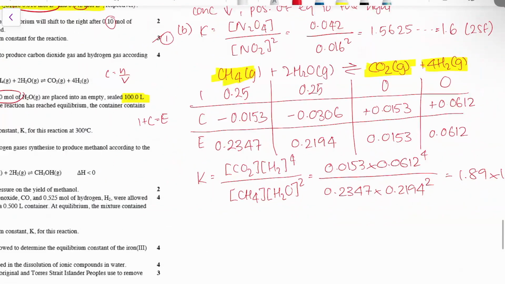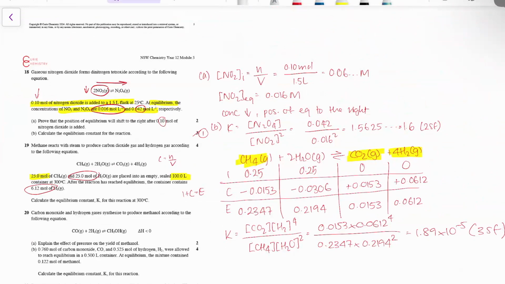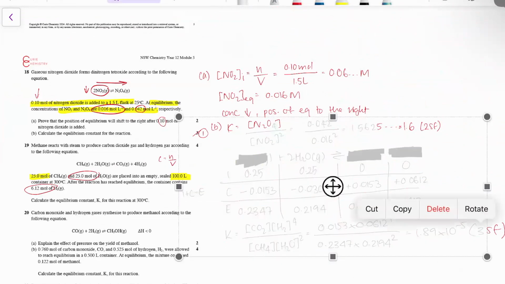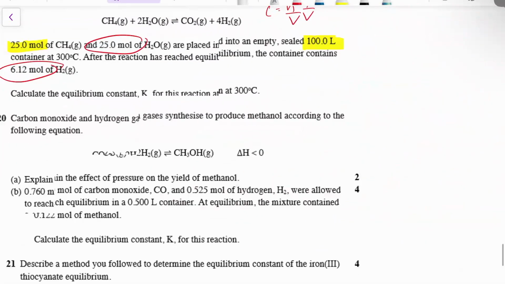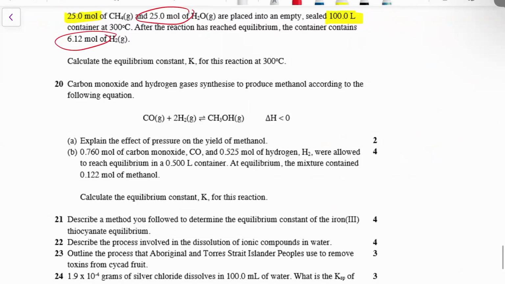Yes. All right. Question 20. Carbon monoxide and hydrogen gases synthesize to produce methanol according to the following equation. A, explain the effect of pressure on the yield of methanol. This is a 2-mark question.